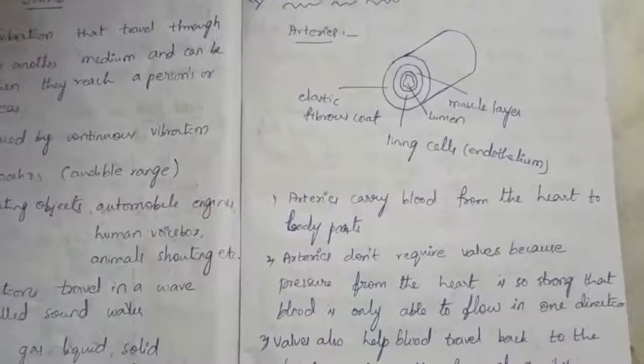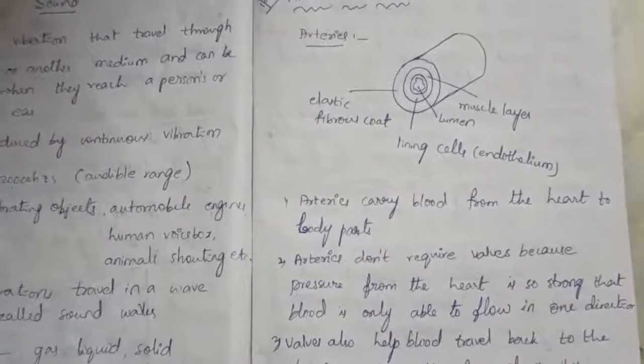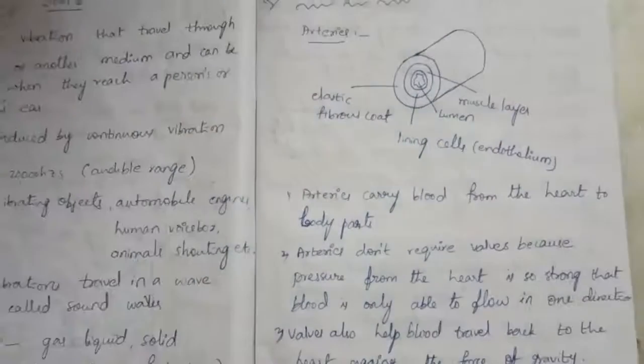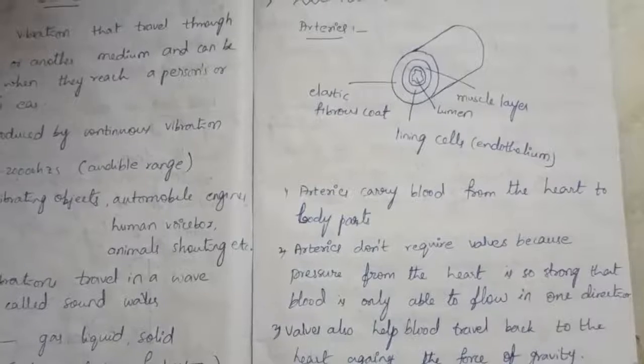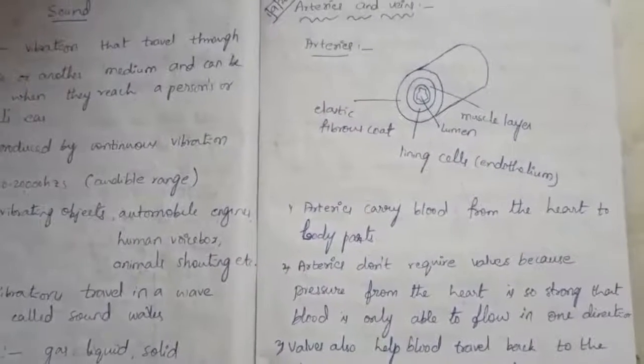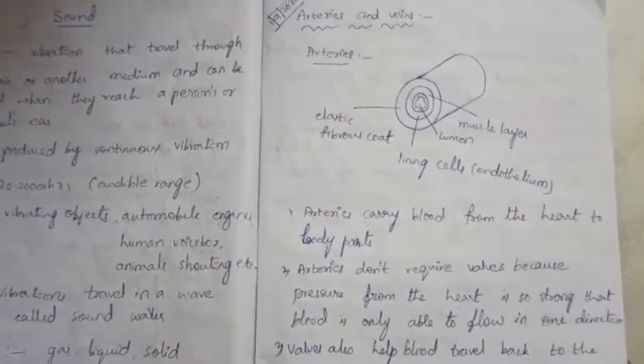Good morning, children. Yesterday we discussed the internal structure of the heart, the functions of the valves, blood vessels, and how blood circulation takes place in the heart. That is all we discussed. Coming to today's explanation: arteries and veins, and how they look according to their structure.